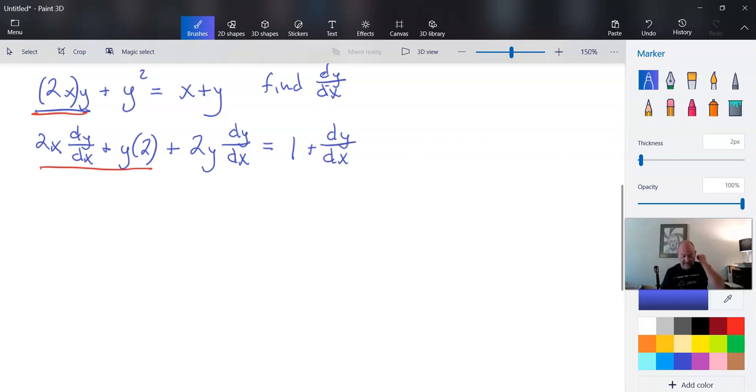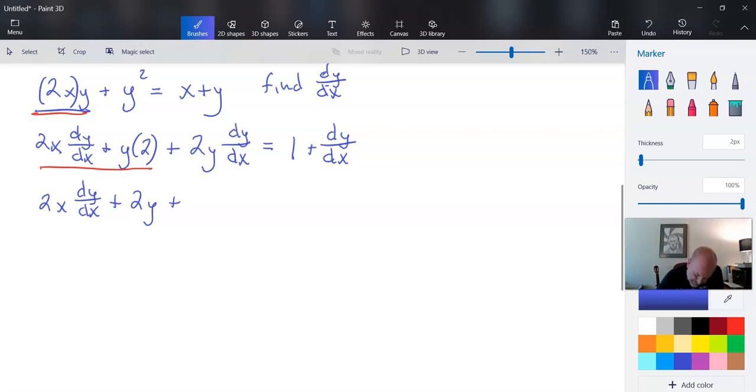Ooh, we walked through all of that stuff. Okay, let's actually clean it up a little bit here. So I have 2x dy dx plus 2y. Now the reason this 2y doesn't have a dy dx on it is because we didn't take the derivative of the y. We only took the derivative of the x here. And that's what gave us the 2.